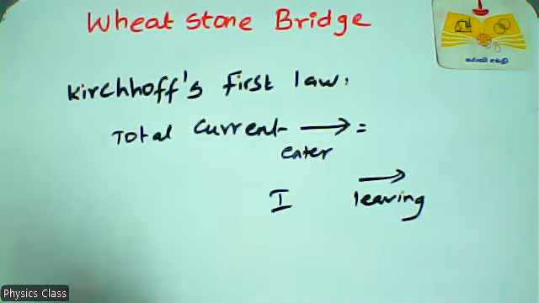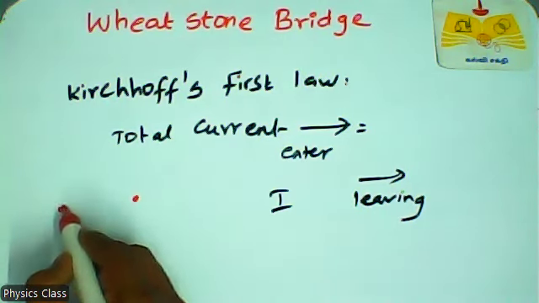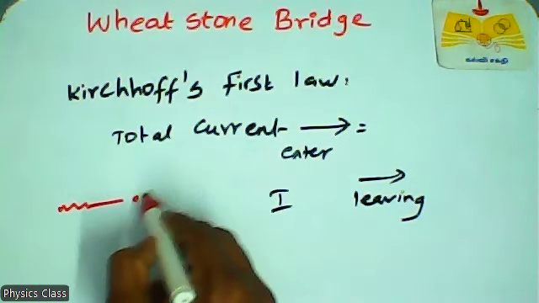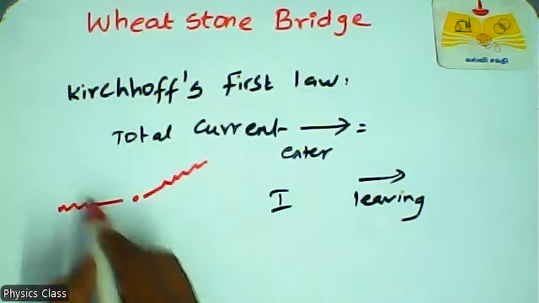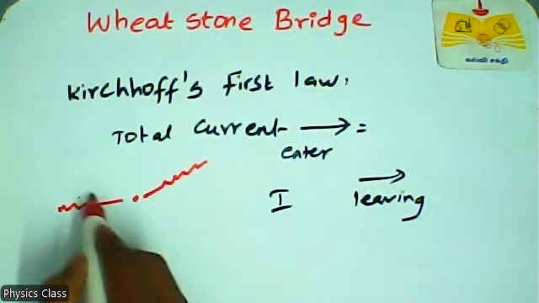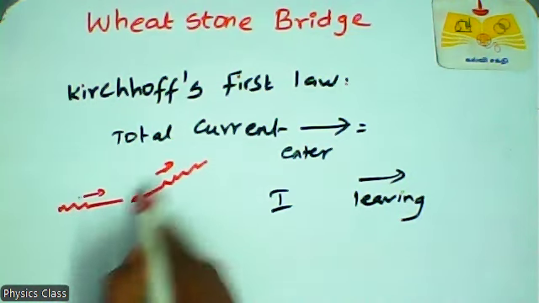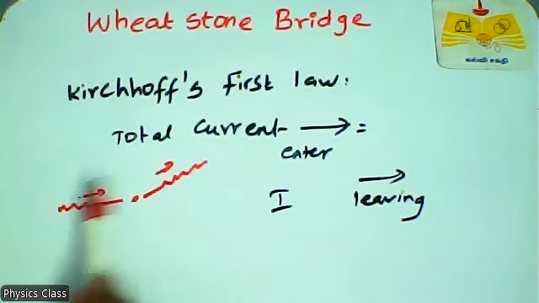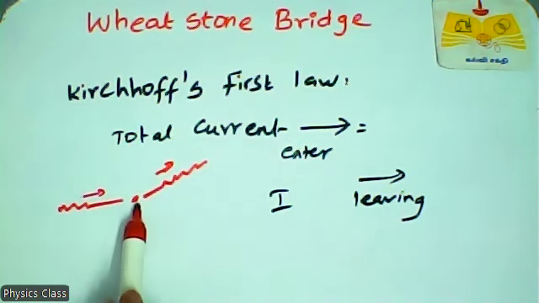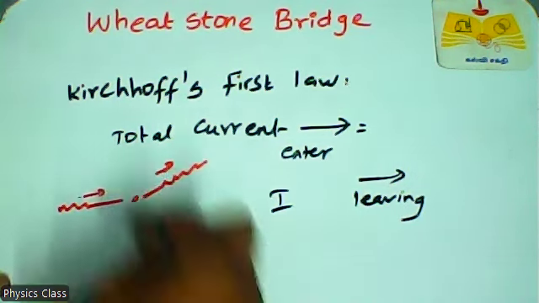It is also said that the algebraic sum of the currents at any junction of a circuit is zero, because suppose at one junction one current is entering and one current is leaving. So one equals one, and the algebraic sum of those two currents at the junction is zero. So this is the first law, that is Kirchhoff current law.